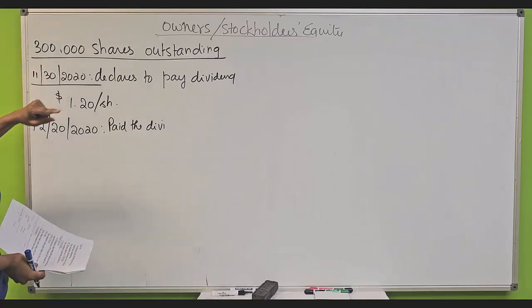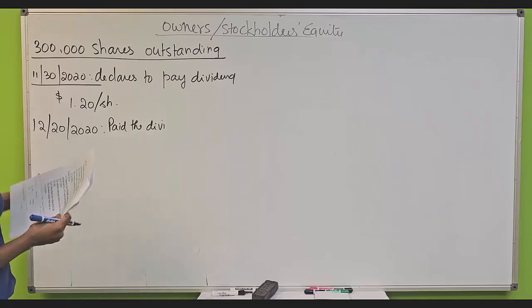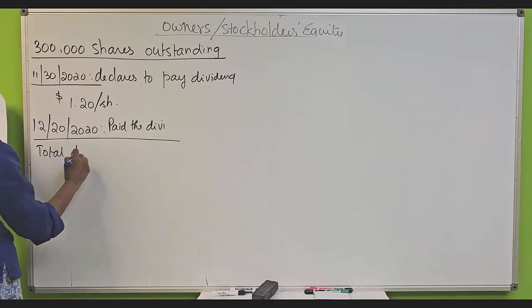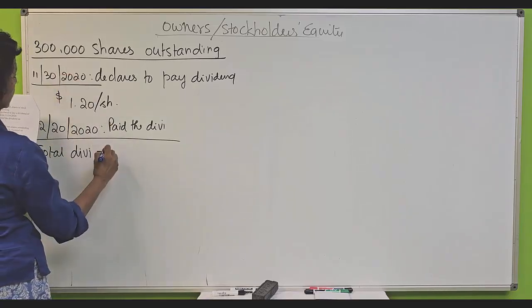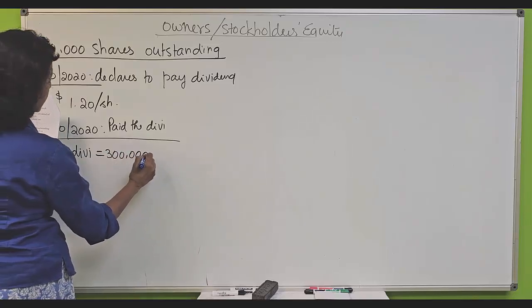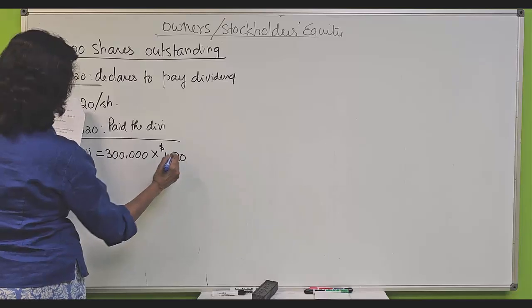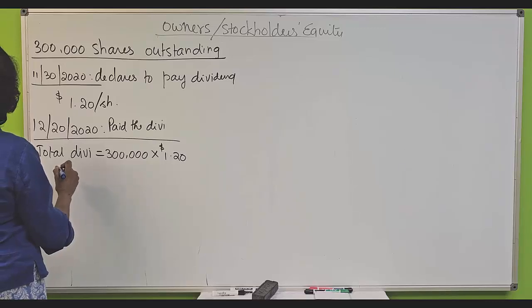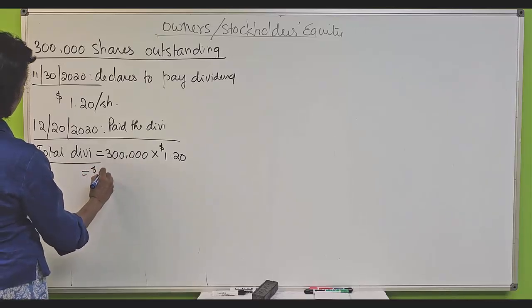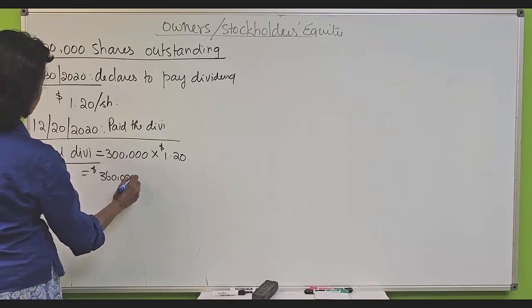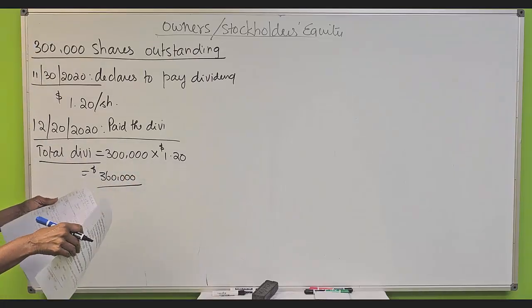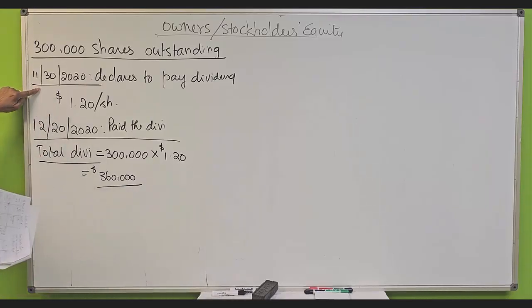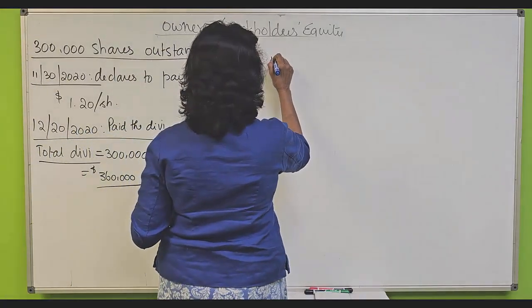Okay, so how much is the total amount the company is going to pay? So the total cash dividend equals these 300,000 shares times $1.20. That gives you $360,000. So the company is going to pay out $360,000.